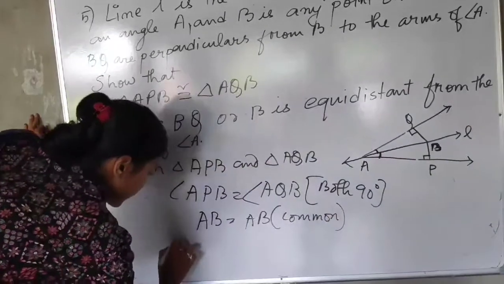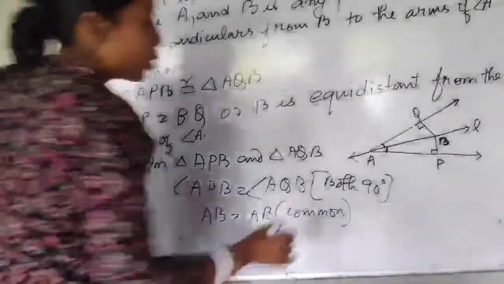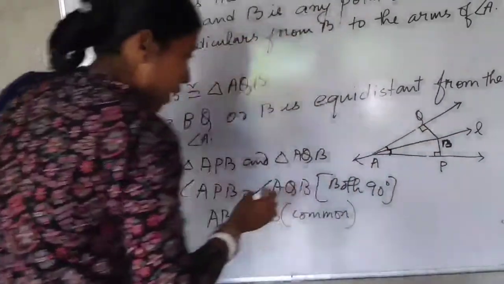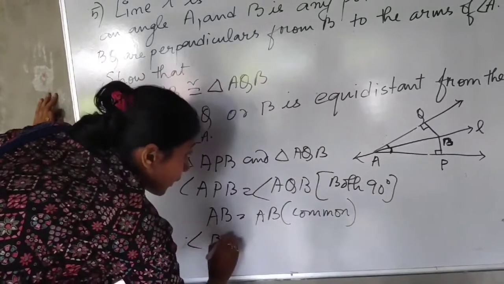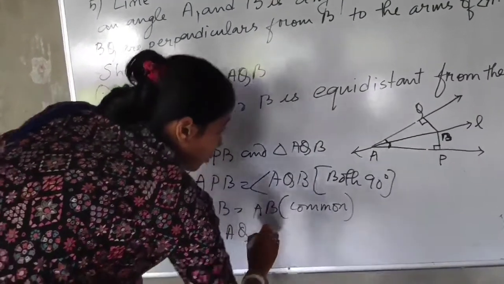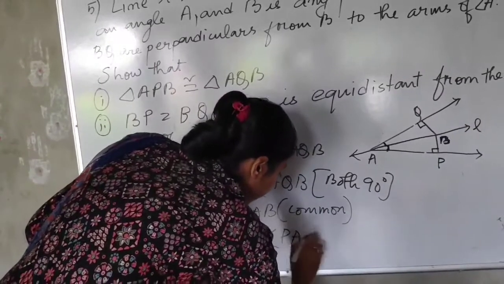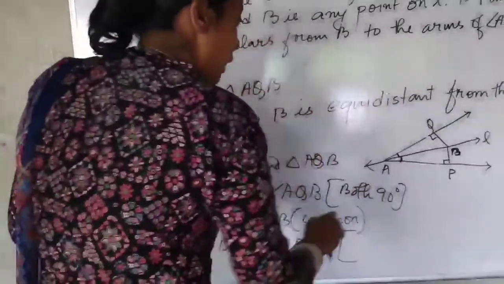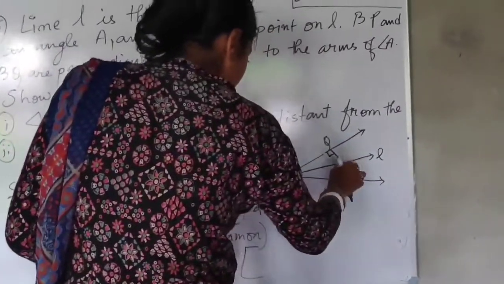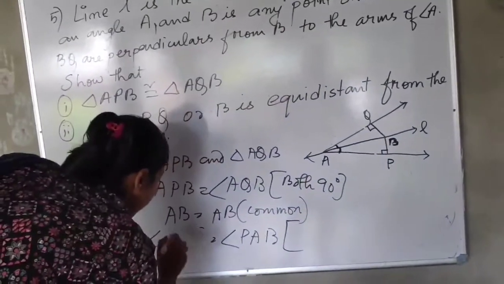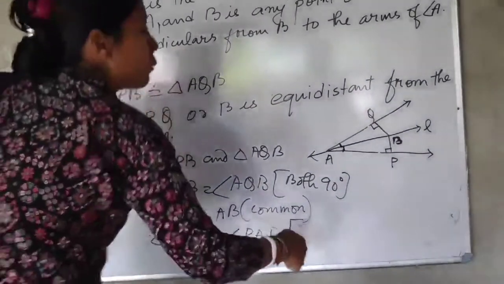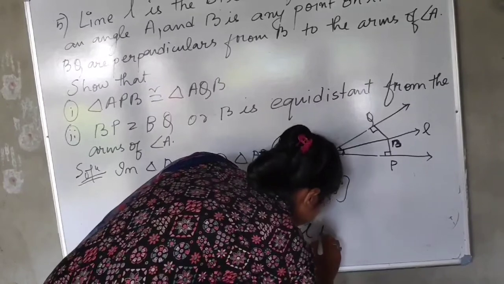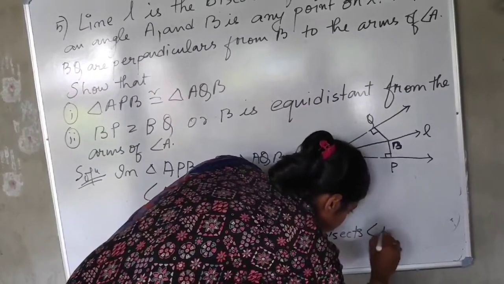Then from another thing, what can we write? We know that this angle and this angle are equal since L is a bisector. L bisects angle A. So we can write angle BAQ equals angle PAB, or angle QAB equals angle PAB, since L bisects angle A.